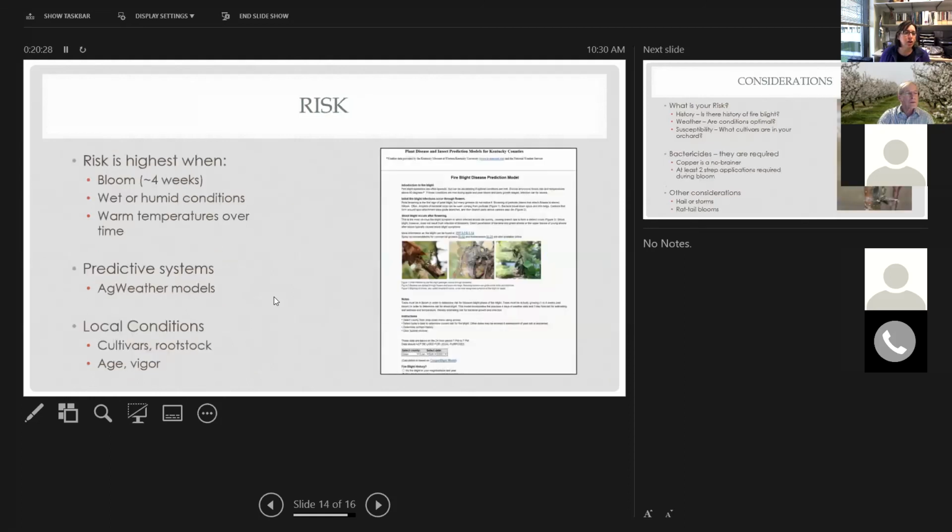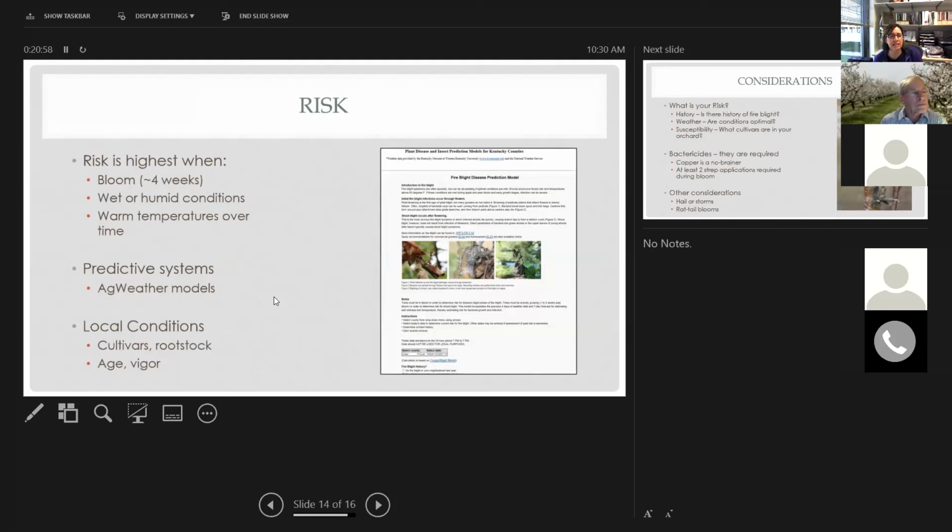All right, so summary. Your risk for fire blight is highest during bloom, and your bloom season is about 4 weeks long. Wet and humid conditions are prime. Warm temperature, especially warm over time, is going to be when your risk is highest. If we get a 20-something degree night, or even our temperatures are in the 30s, that slows that bacterium down.